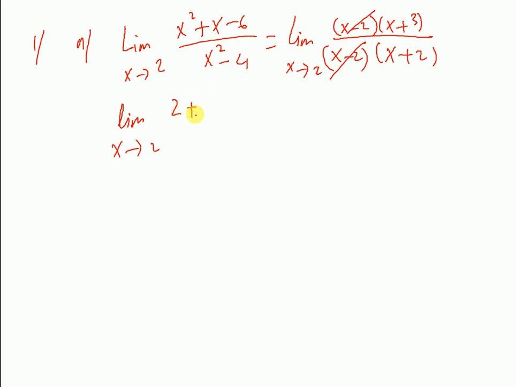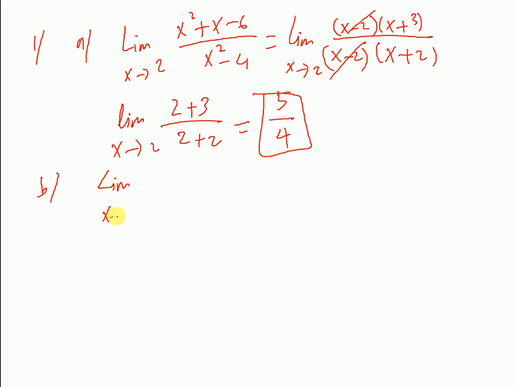So 2 plus 3 over 2 plus 2 is equal to 5 over 4. Very simple. The next one: the limit as x goes to 2 of (the square root of x plus 7, minus 3) over (x minus 2). Now if you plug in 2, the bottom becomes 0, which we don't want.